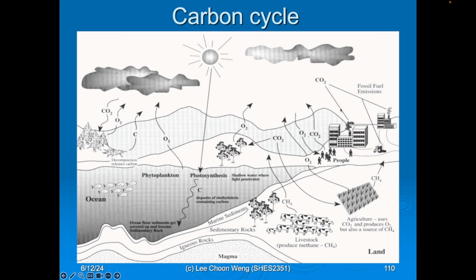where we have increased CO2 emission from fossil fuel burning. We will also have methane production from agriculture and also livestock. So this also contributes to the carbon cycle, because both CO2 and methane have global warming potential. So human emissions are important because it has grown so large that our activities have brought about a change in the climate.